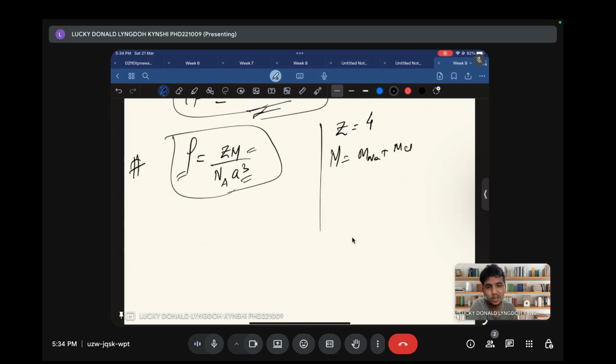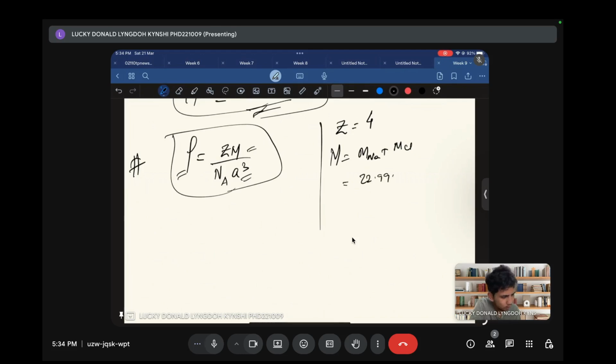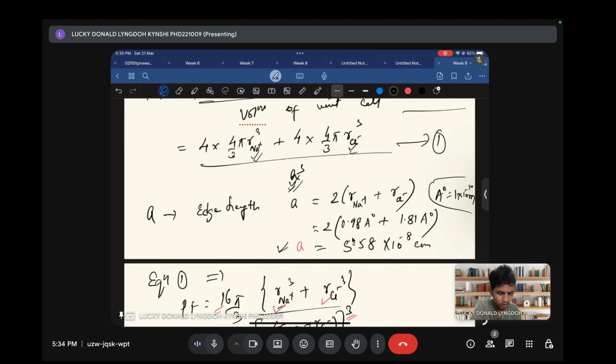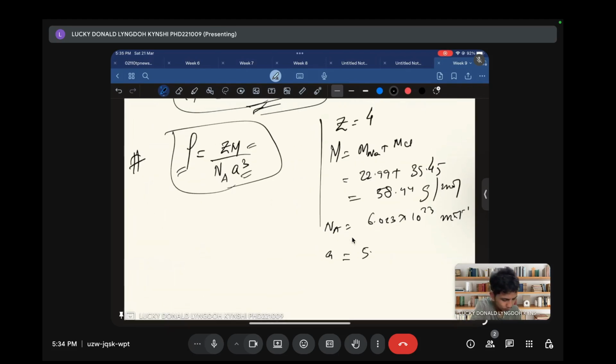Because it's NaCl, you have to find the molecular weight of Na plus Cl. This is given to you: 22.99 plus 35.45, which is equal to 58.44 gram per mole, right? And Na is also equal to 6.023 into 10 to the power 23 mole inverse. Then A you already know, the calculation is 5.58 from here, which is equal to 5.58 into 10 to the power minus 8 centimeter.